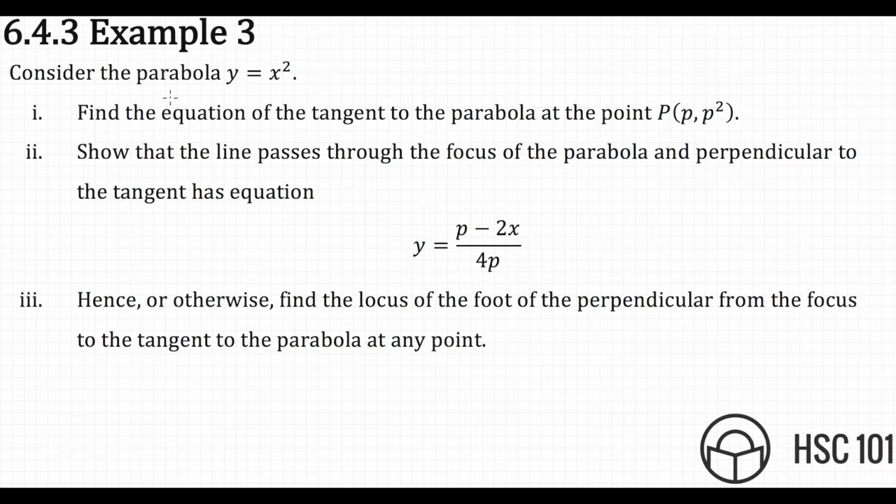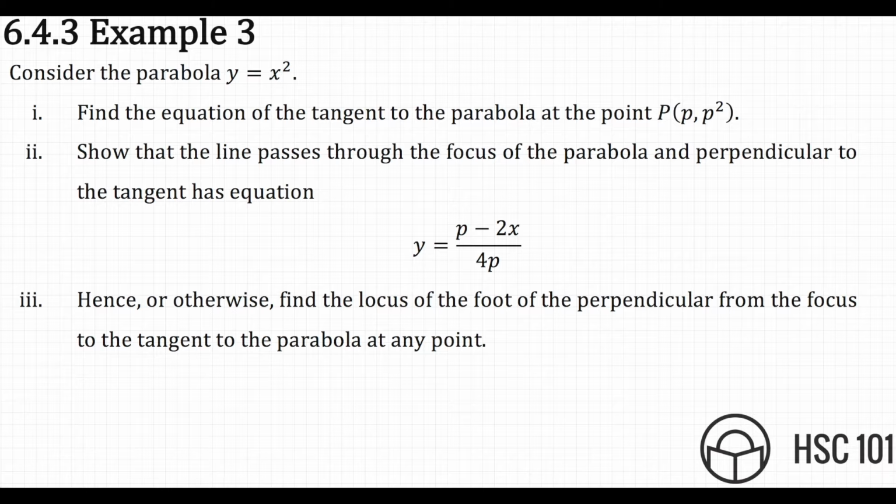Example 3, we want to consider the parabola y equals x squared. Part 1, we want to find the equation of the tangent to the parabola at this particular point. Part 2, we want to then look at a line that passes through the focus, which is also perpendicular to our tangent, and then we're going to look at the intersection point between my tangent and my random line, and we're going to check out some locus.